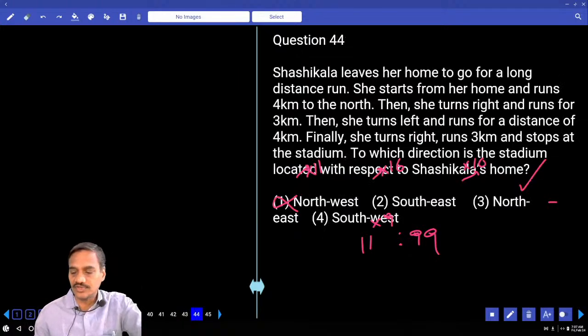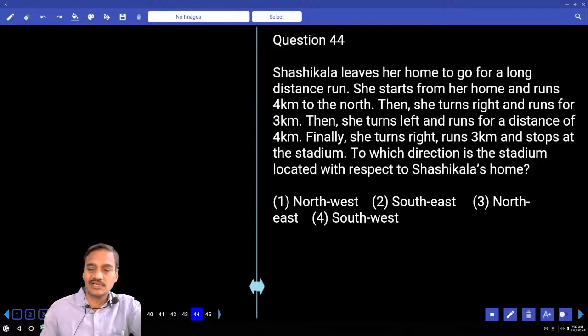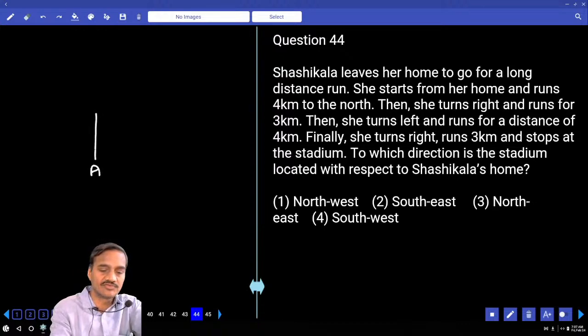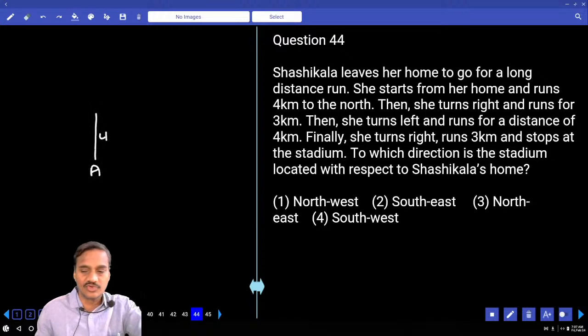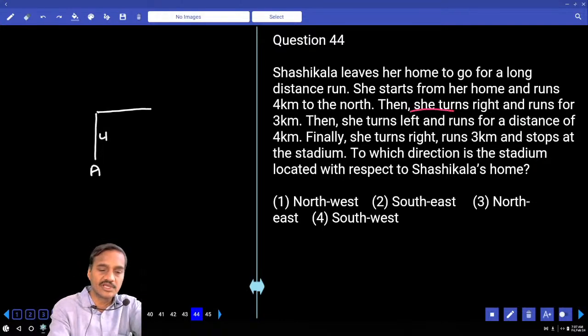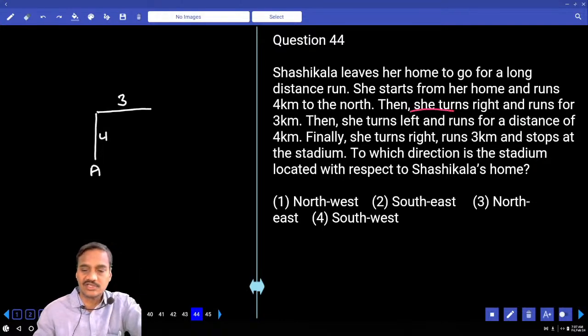Then coming to this 44, SSC CHSL leaves her home to go for a long distance run. She starts from her home and runs 4 kilometers. Now this is the starting point of SSC CHSL. From here she travels 4 kilometers north. Then she turns right and runs for 3 kilometers. From here, right hand side. Now she covers 3 kilometers.